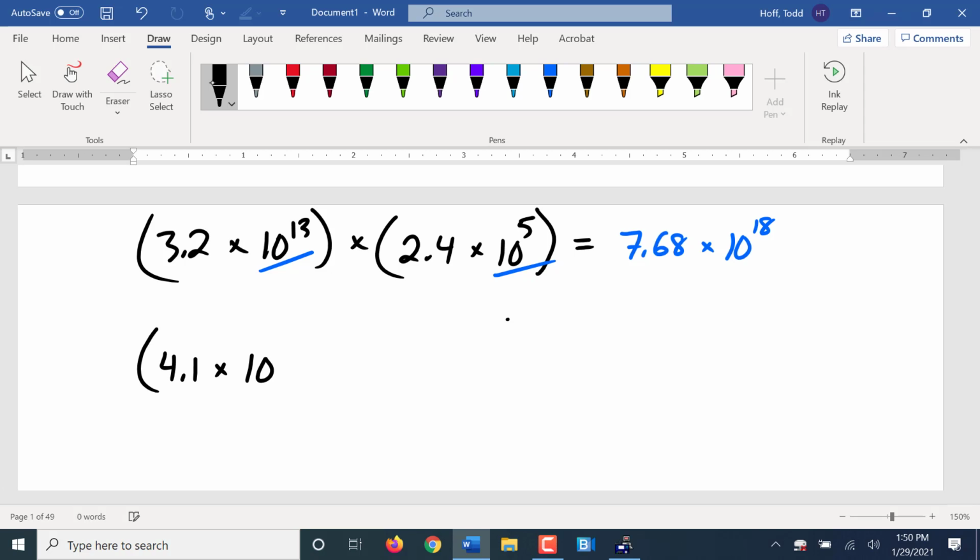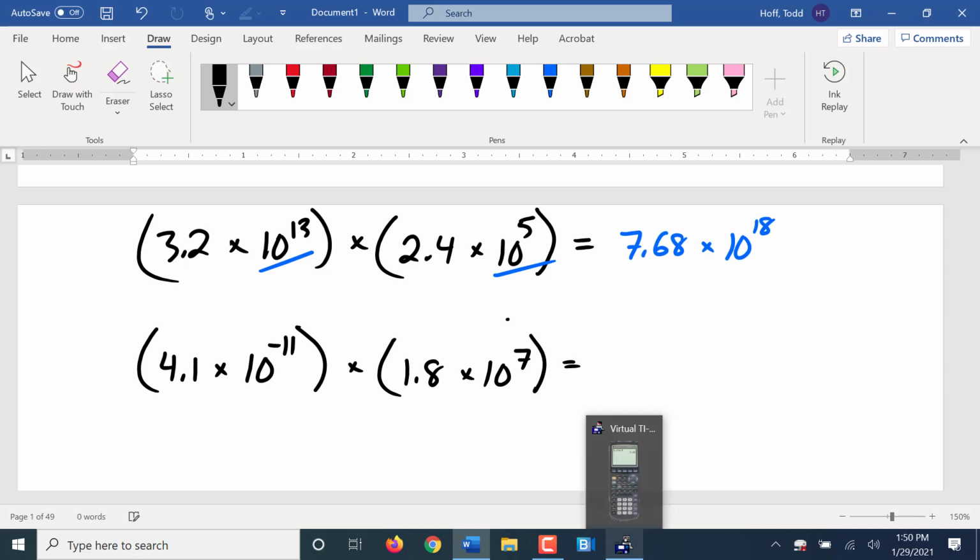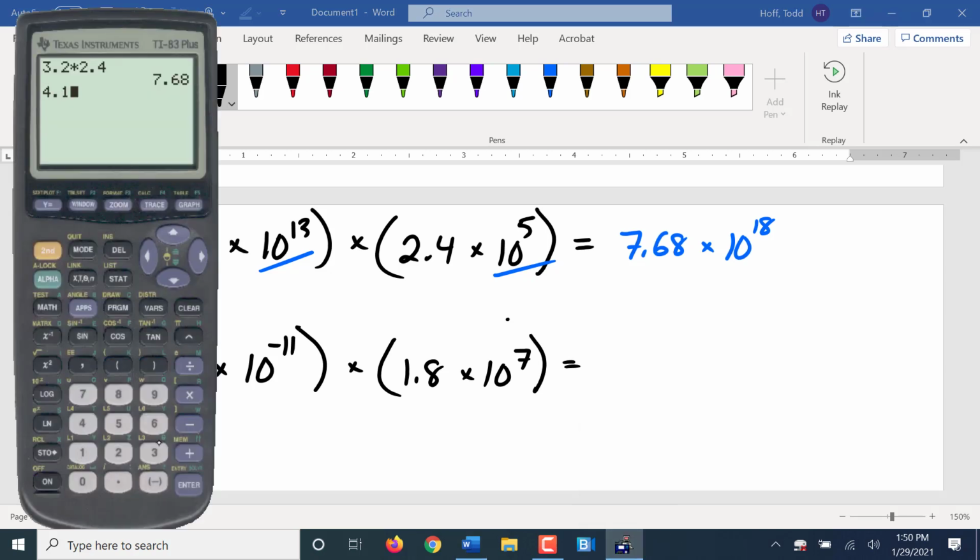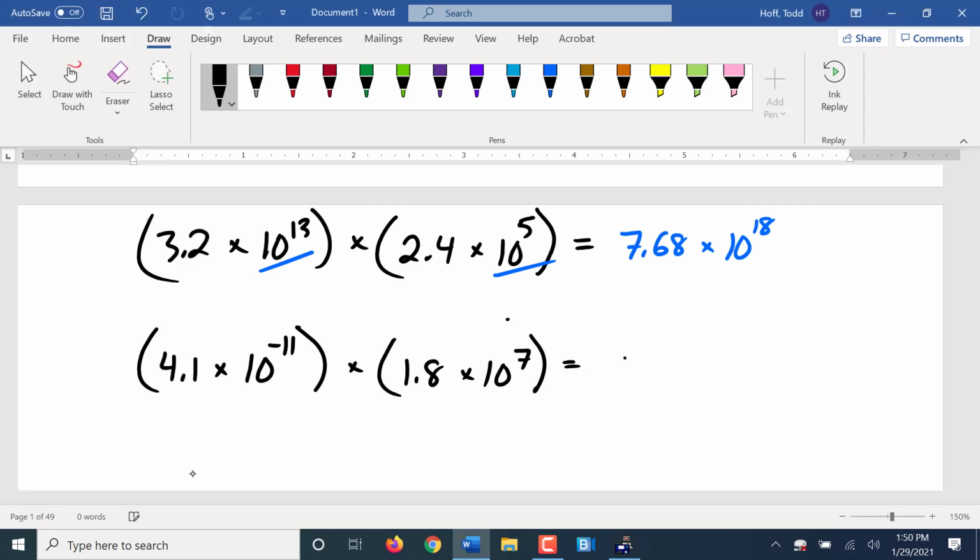So we can end up with some weird things with our powers. We have 4.1 times 10 to the negative 11th times 1.8 times 10 to the 7th. So we're going to combine 4.1 times 1.8 is 7.38 times 10 to the negative 4. There you go. Negative 11 plus 7 is negative 4.